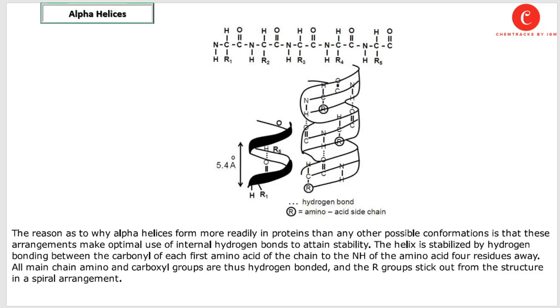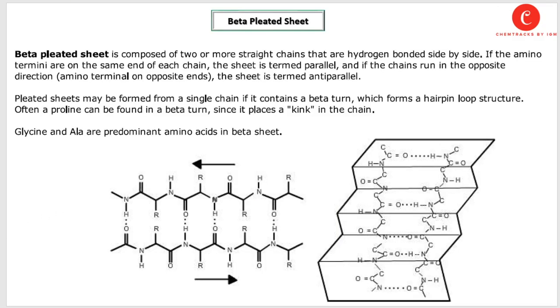The helix is stabilized by the hydrogen bonding between the carbonyl of each first amino acid of the chain to the N-terminal amino group of the amino acid four residues away. So it is basically hydrogen bonding between the 1 and 4 amino acid residues. All main chain amino and carboxylic groups are thus hydrogen bonded, and R groups stick out from the structure in a spiral arrangement like this one. This is the R group or side chain of the amino acid.